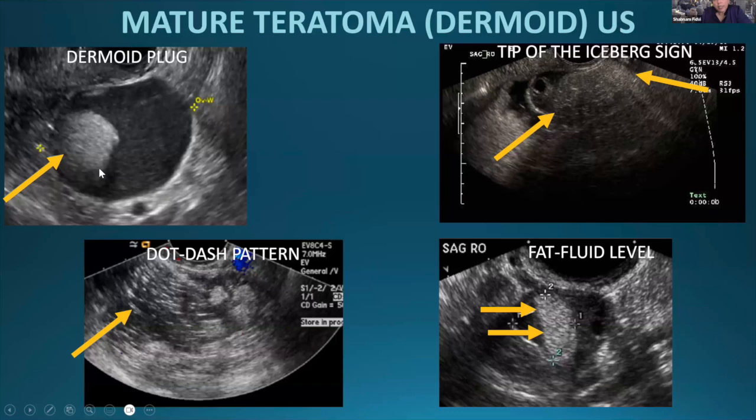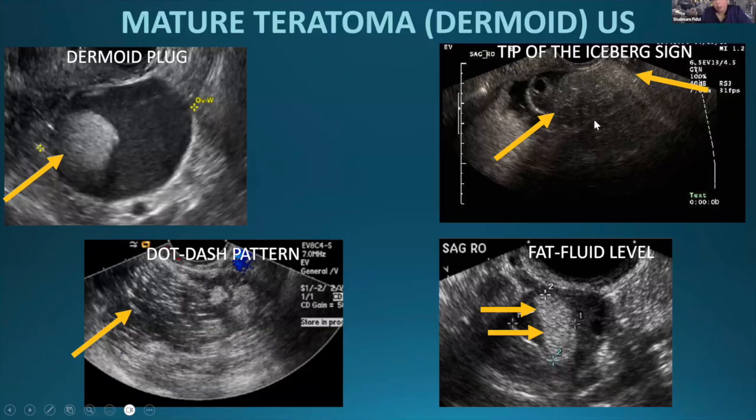And what you'll see is basically an echogenic component to the lesion that shadows. This is called the dermoid plaque or the Rokitansky-Ashkoff nodule, and it's basically due to the teeth, fat, bone, or hair within the lesion.